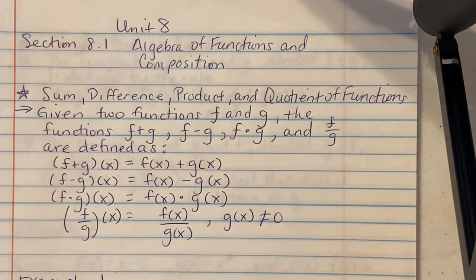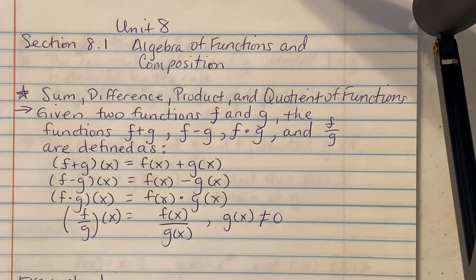Well, this is Unit 8, Section 8.1, Algebra of Functions and Composition. Some things to remember: there are certain things called the sum, difference, product, and quotient of functions. This means that given two functions f and g, the functions f plus g, f minus g, f times g, and f divided by g are defined as follows.